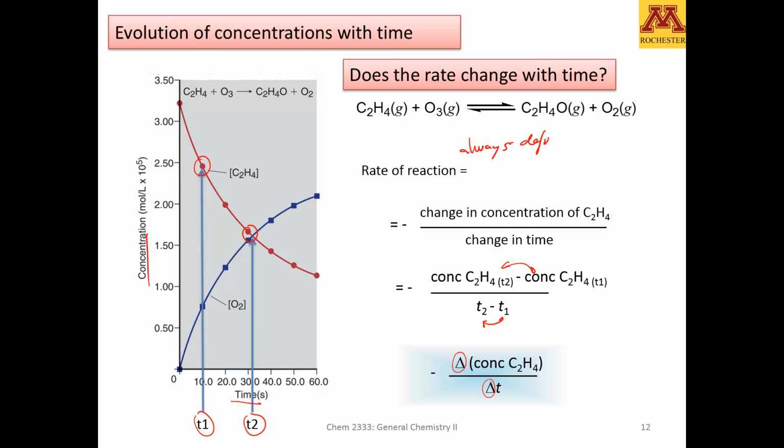Always defined positive. So if what you're calculating is the increment of a reactant, because the reactant is disappearing, this subtraction will be negative. This is why we need to put a negative in front, because we want to define the rate of reaction positive. Now, calculating it this way is easy, because one just needs to look at this graph and take the values and do the ratio.